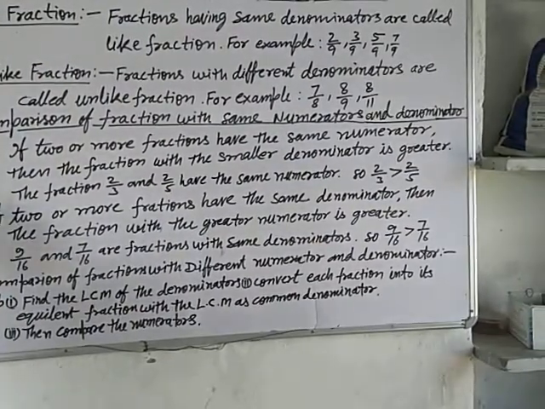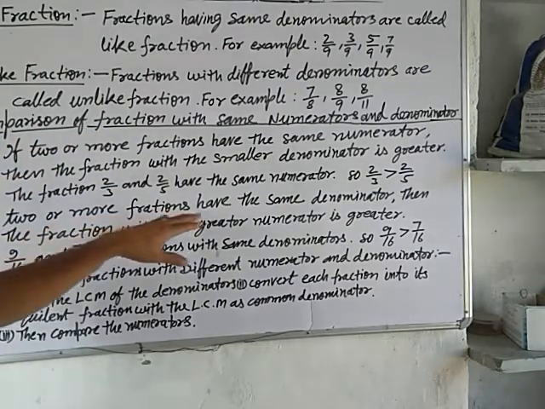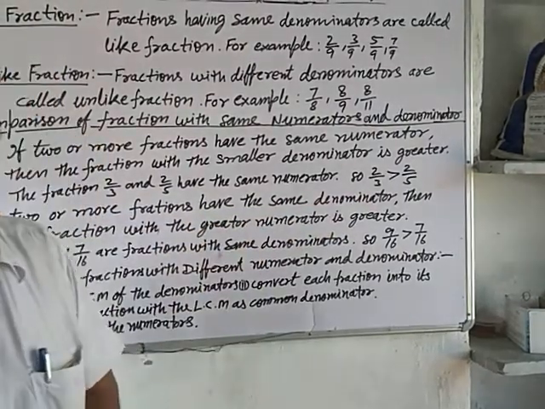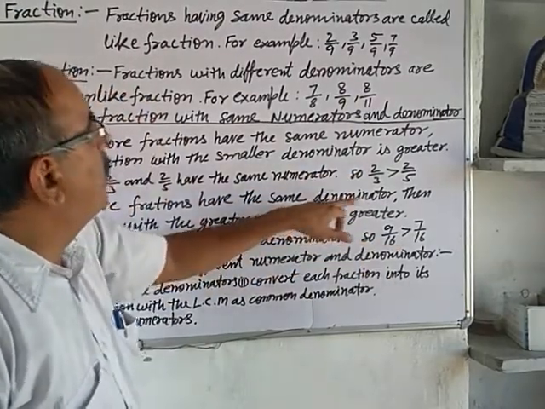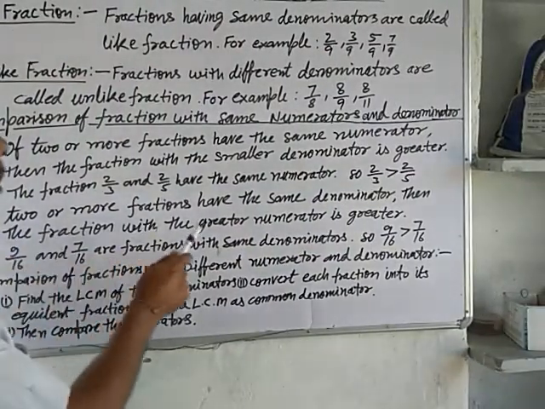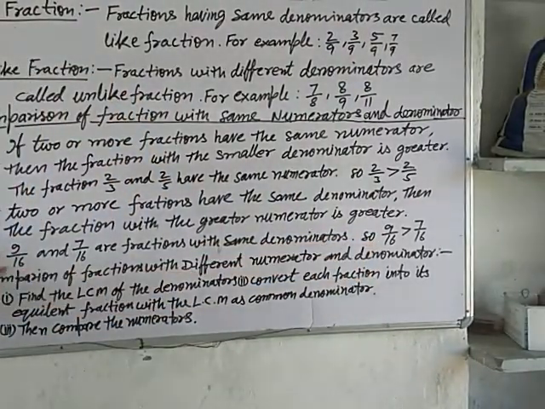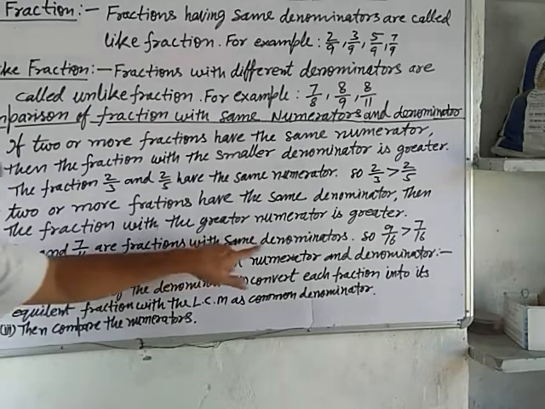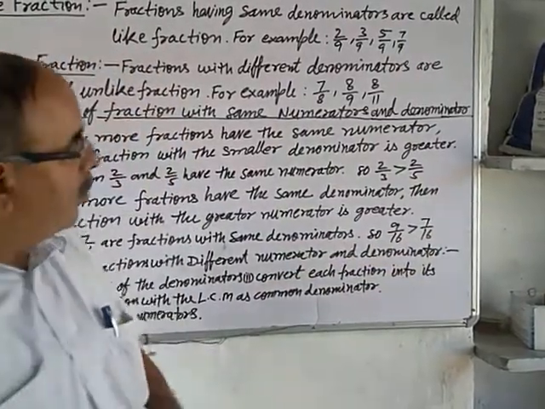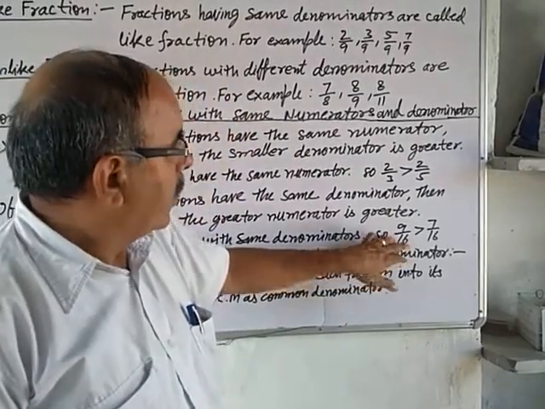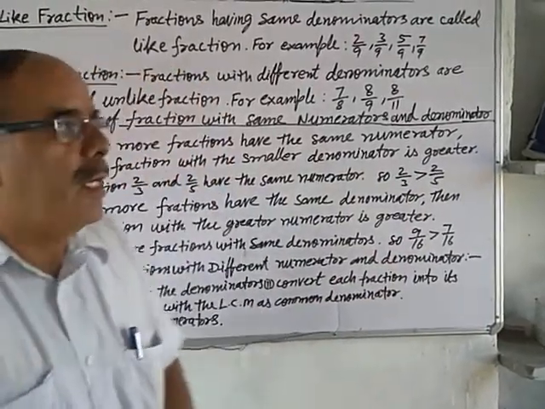The second part of the third: if two or more fractions have the same denominator, then the fraction with the greater numerator is greater. The greater numerator is greater. 9 upon 16 and 7 upon 16 are fractions with the same denominator. So 9 upon 16 is greater than 7 upon 16, because the denominator is the same, the greater numerator gives the greater fraction.